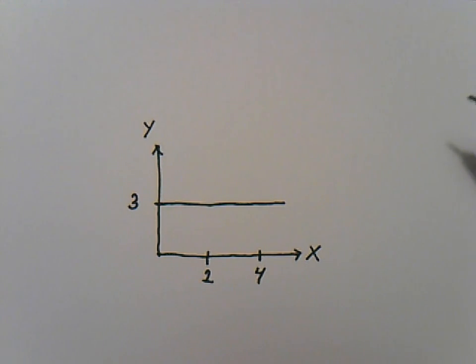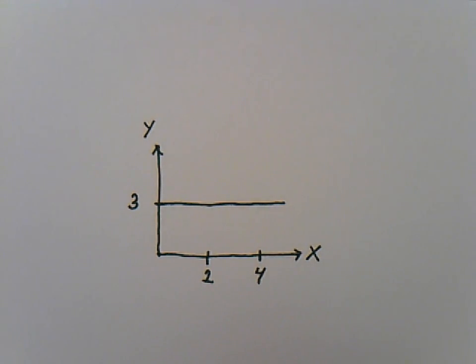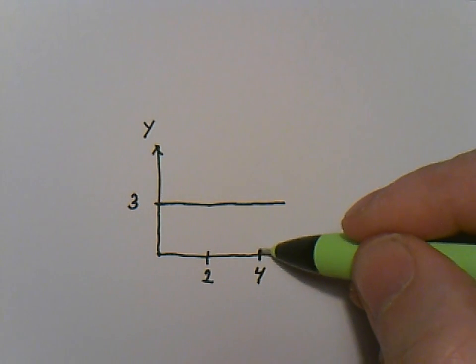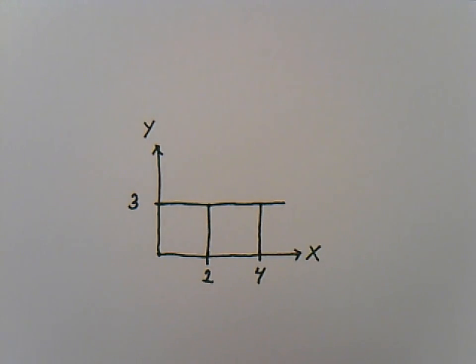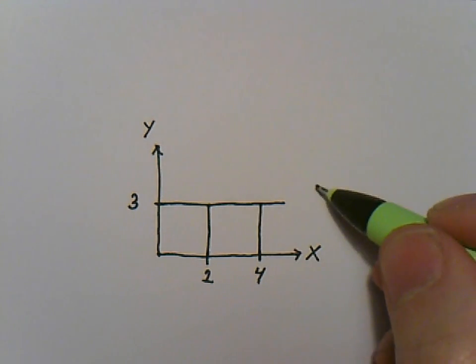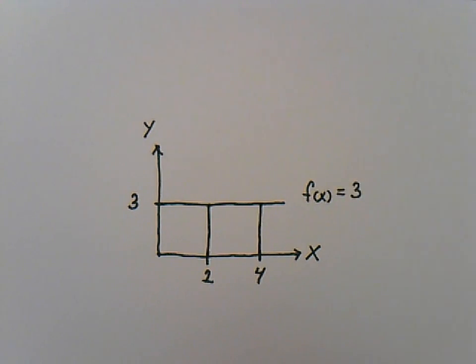So you have a value on y that is 3 all the time, and we want to calculate an area between the value 2 and 4. That's what we want to do. So the function here of x is 3. That's this line.